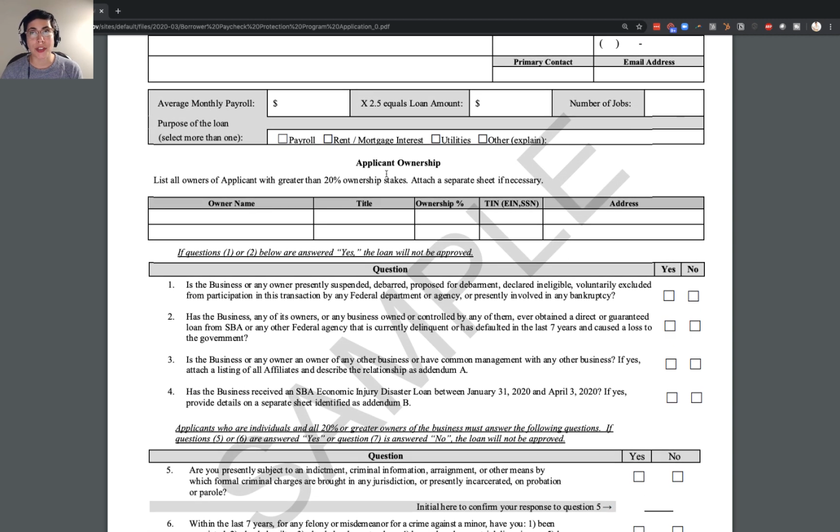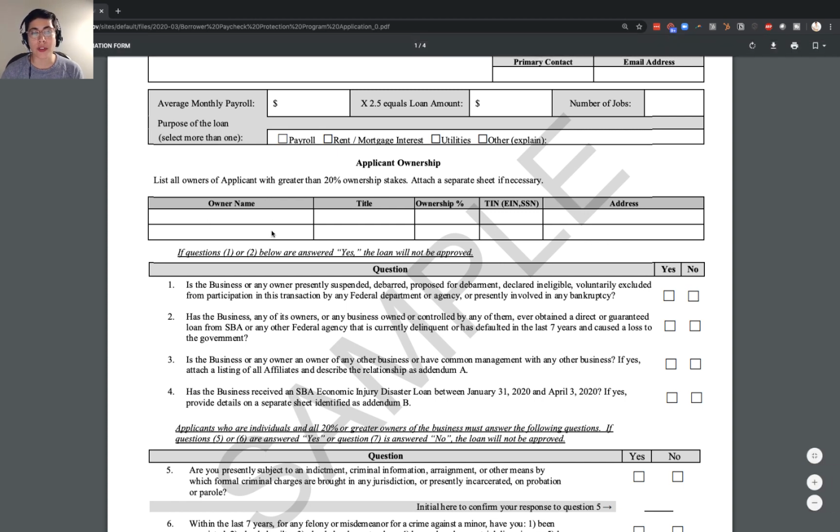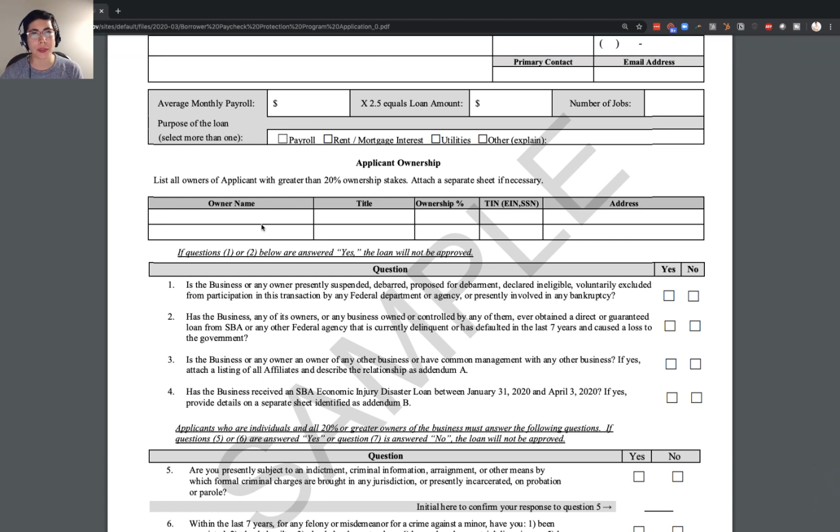Every business owner or everybody in the business that owns more than 20% of the business needs to add their information. So we need to know who you are, what your title is, what your percentage of ownership is, etc. This is not new information. You're required to do this on the EIDL as well.